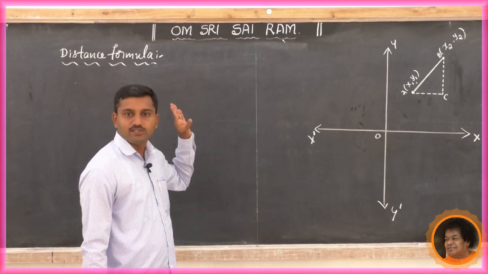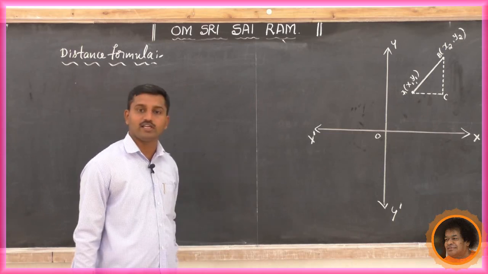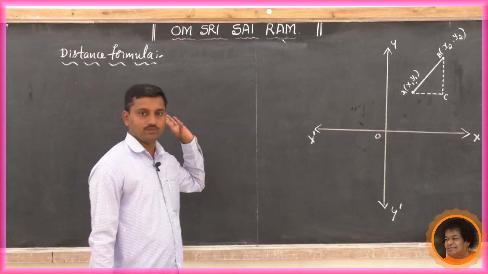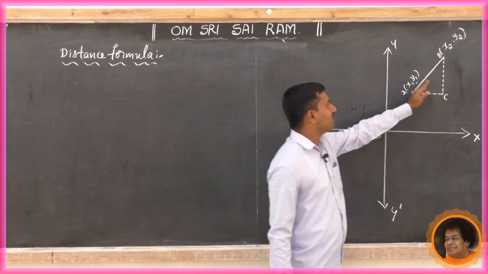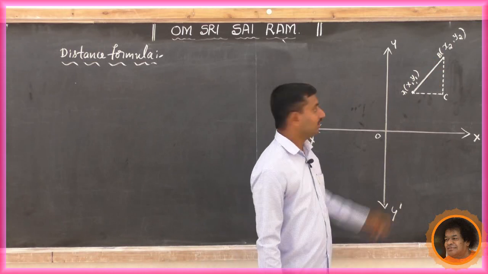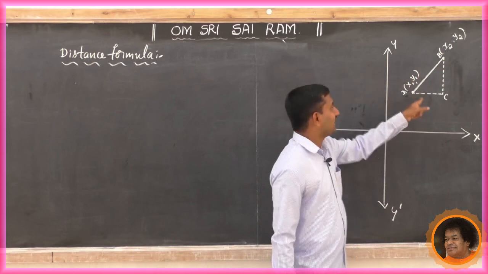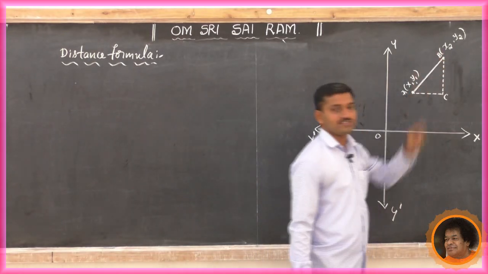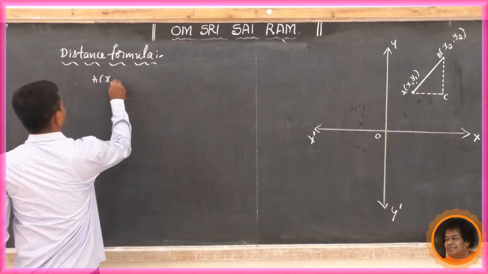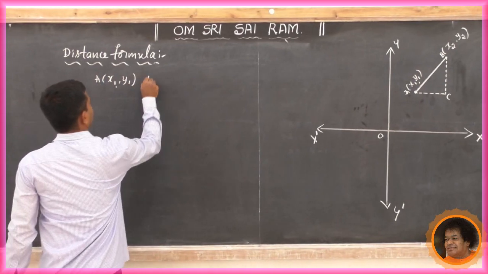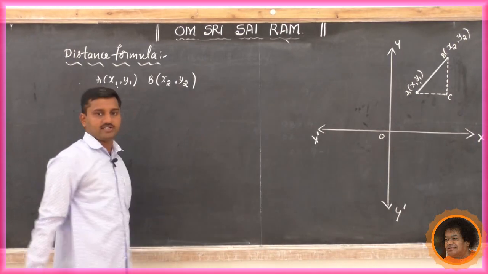For the examination point of view, the derivation is not important. For your extra knowledge, I will give the derivation also. Let us consider A and B are any 2 points on the Cartesian plane. The coordinates of the point A are x1, y1, and the coordinates of the point B are x2, y2.